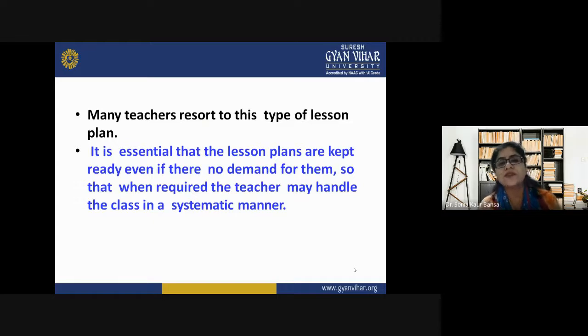Many teachers actually resort to this type of lesson plan. It is essential that the lesson plans are kept ready even if there is no demand for them. It is the pre-planning phase, so that when required, the teacher may handle the class in a systematic manner.